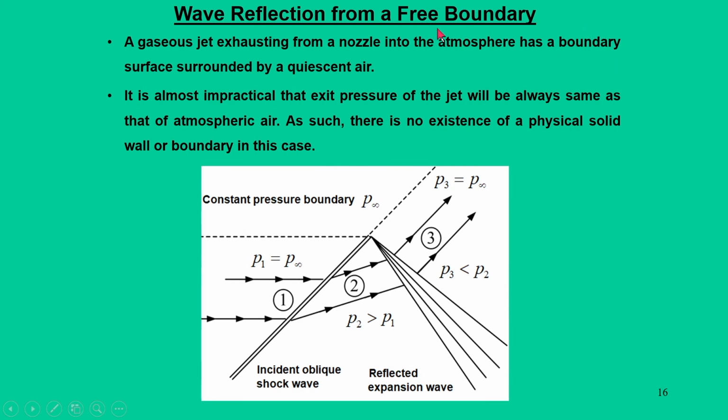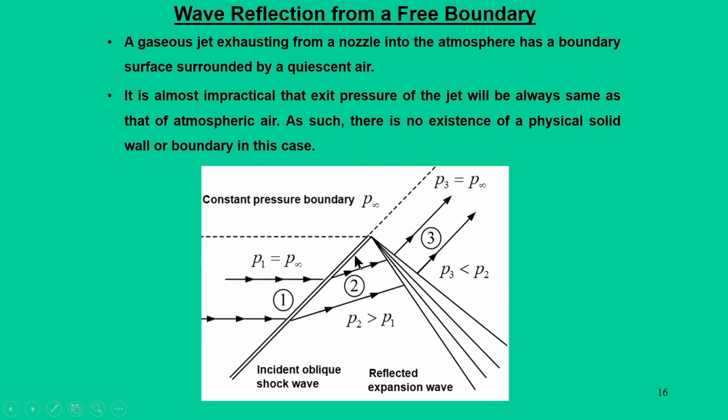A free boundary is another kind of concept which is similar to slip lines, and in our gas dynamic terms we call it a constant pressure boundary. So, it is similar to a slip line across which the pressures must match. Now, what will happen if an oblique shock is formed and it interacts with a free boundary? That means there is no physical solid surface. So, one particular situation is given here, where there is a free boundary given by the dotted line, and this oblique shock comes and interacts.